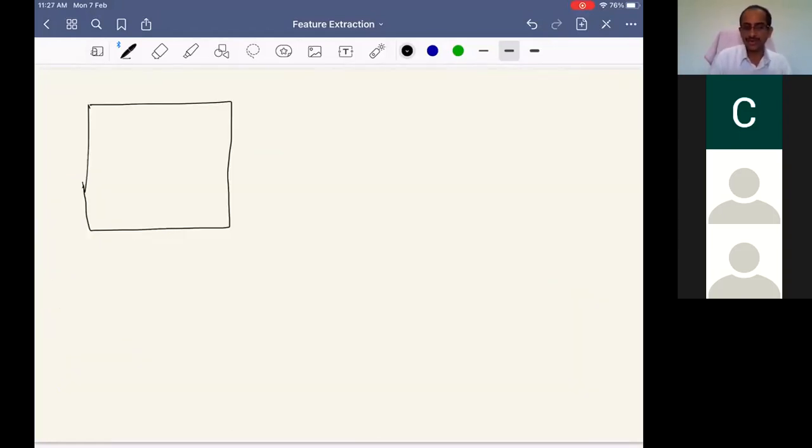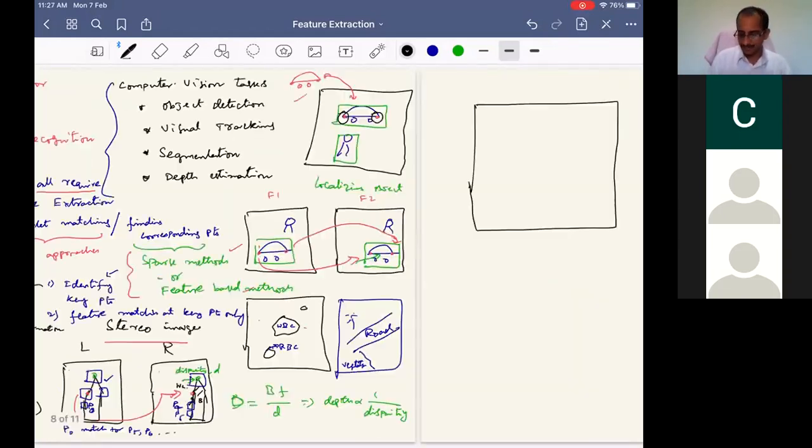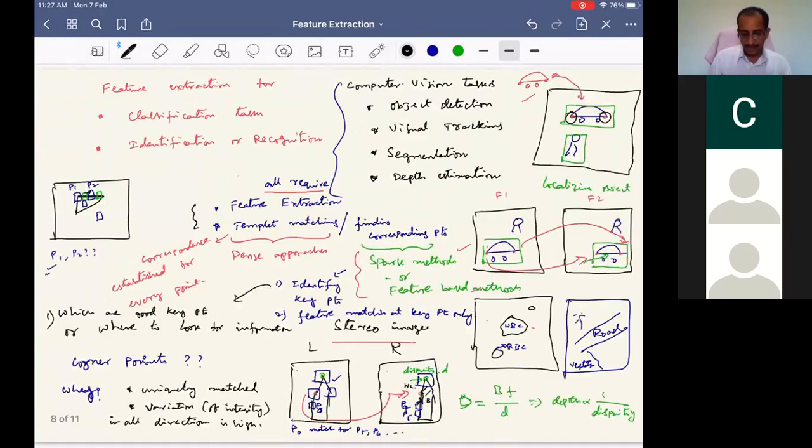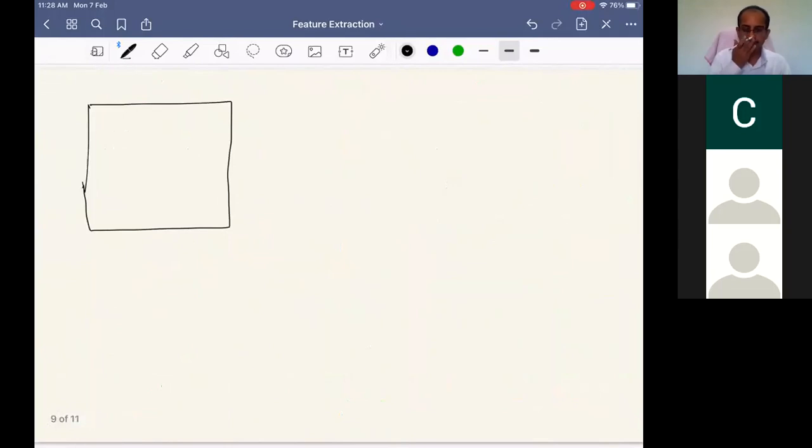So assume that now what we have seen is that the points where you have variation of intensity in all directions are important points or interest points. They can be uniquely matched across different images, or they can be uniquely matched with respect to the template. So now the question is, how do we mathematically identify them?